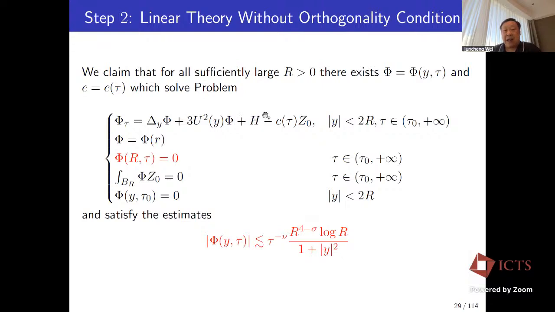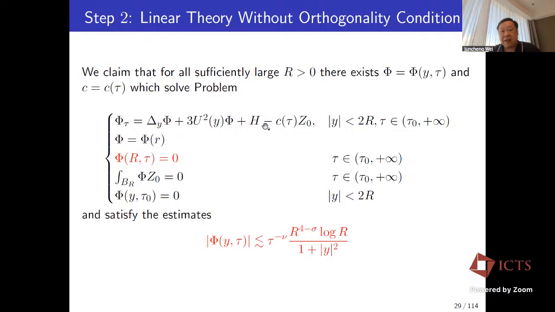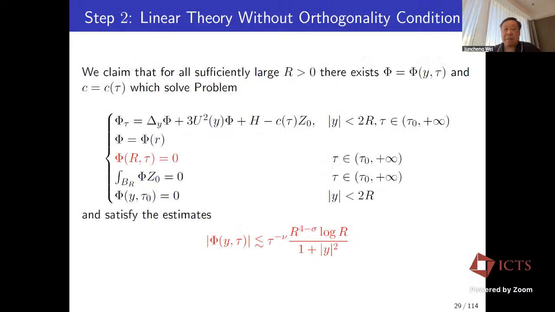We put the big edge on the right hand side. This big edge is the one from the first step. And so this one only decays like 1 over y to the sigma. So very slow decay.